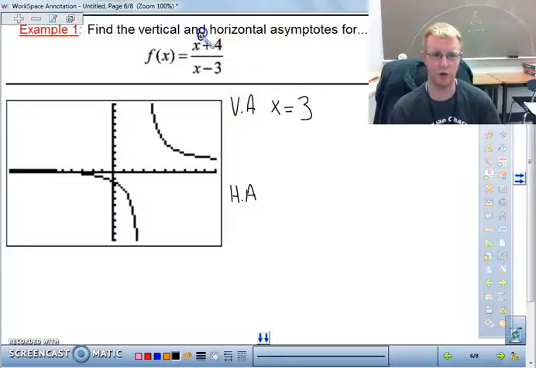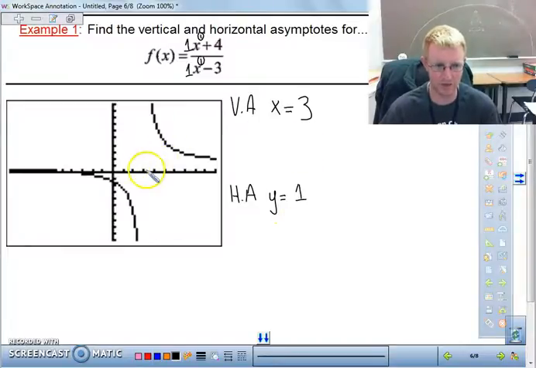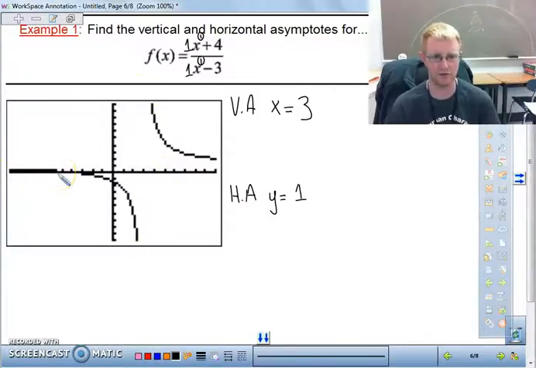For our horizontal asymptote, we look at the degree. So the degree here is 1. The degree here is 1. They're the same. What are the leading coefficients? 1 over 1. So real easy. The horizontal asymptote is y equals 1. And that's it. And if you look at the graph, you can kind of see that. If we were to draw a vertical line, we would see that it's at x equals 3. And if we were to draw a horizontal line, you'd see that it's at y equals 1.